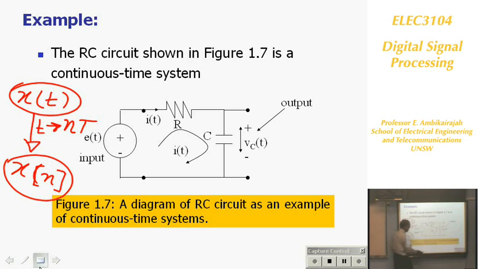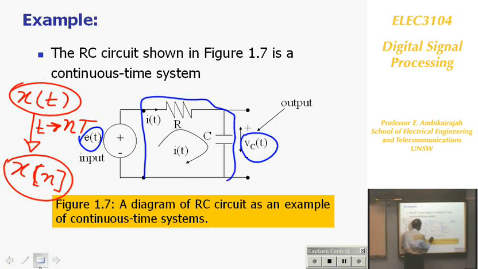Now what we are going to do is look at the system. By looking at it, you know yourself this is an analog system, because e(t), the input, is a continuous input and the output is a continuous output. Now we want to represent the system. This, between those points, is the system. And how do you represent this system?